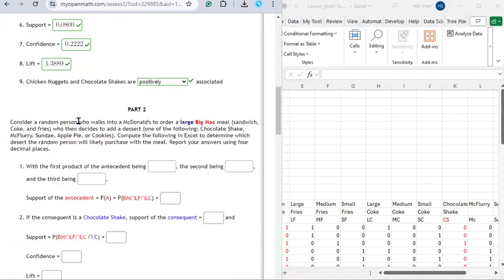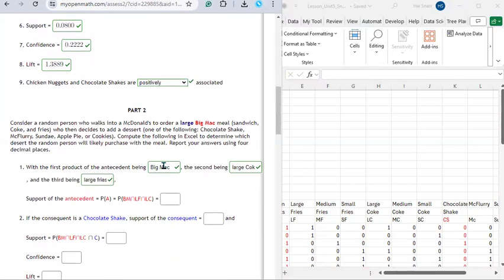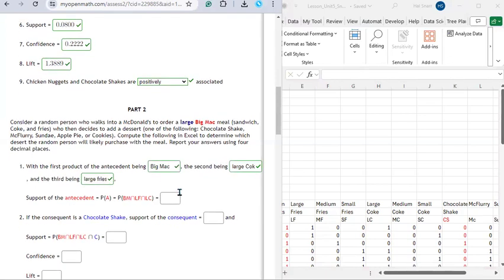In part 2, we're going to consider a person who walks into McDonald's and orders a large Big Mac meal. So in that Big Mac meal, they're buying a Big Mac, they're buying a Coke, and they're buying fries. But the Coke is large, and so are the fries. So that is the antecedent. The purpose of this visit was to purchase these 3 items.